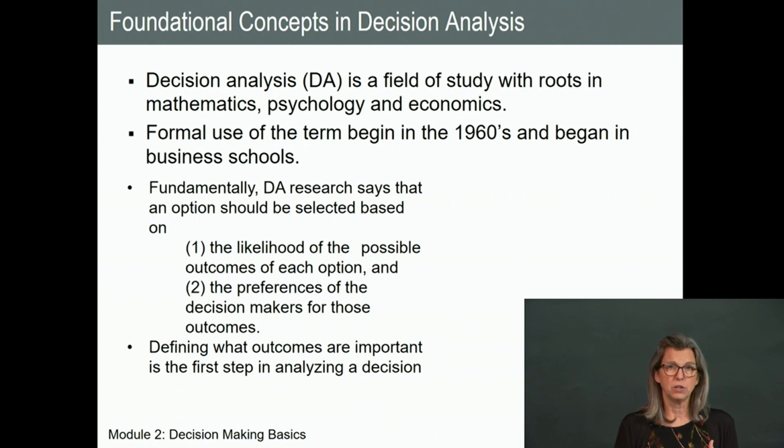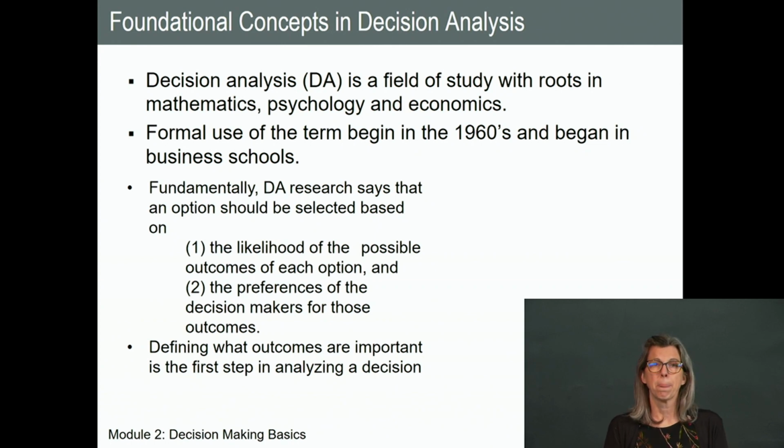And generally, the research shows that good decisions are made when two things are true. One is that you understand the likelihood of the possible outcomes on a topic, so you understand how sure you are about the things that will happen afterwards, and you take that into account. And number two, that the preferences of the decision maker are taken into account.